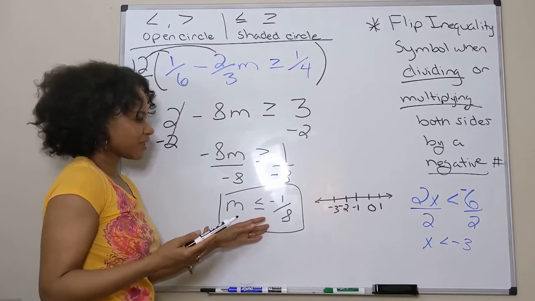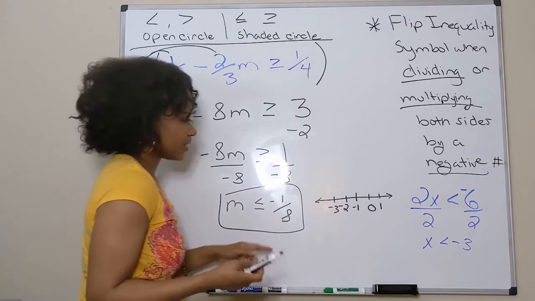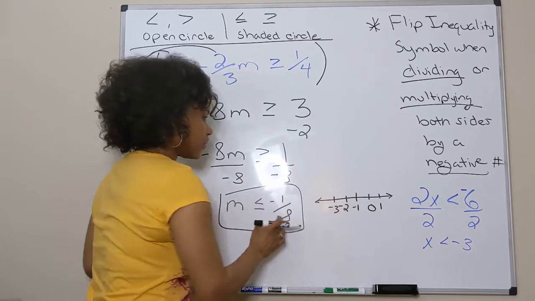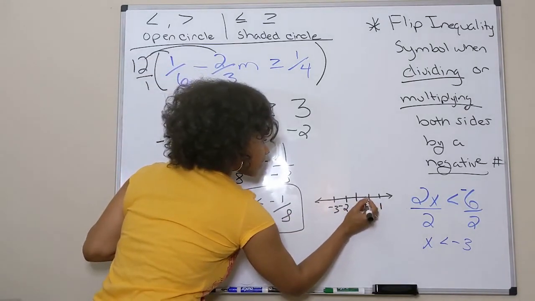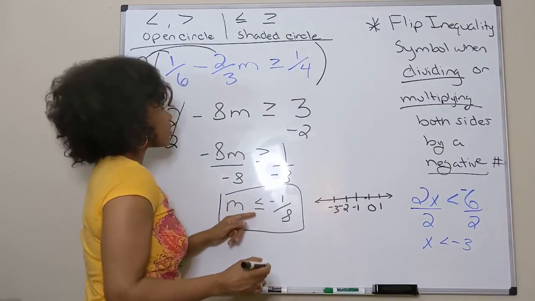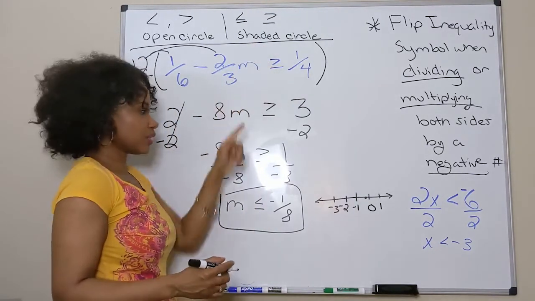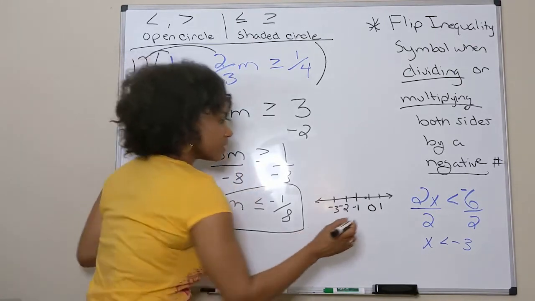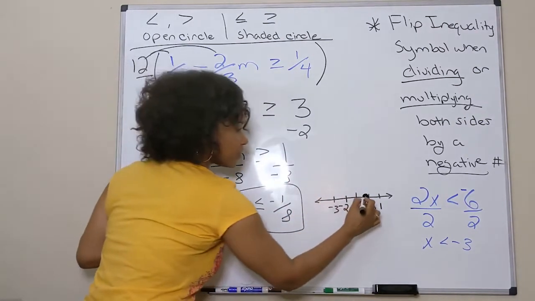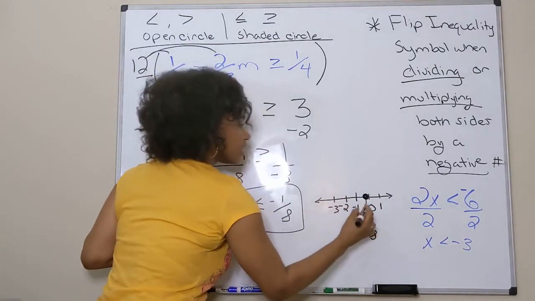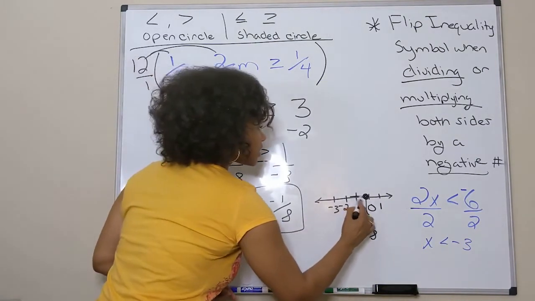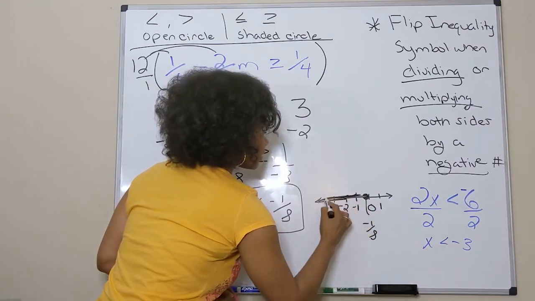And so in order to graph that, negative 1/8 is just in between 0 and negative 1 on the number line. It'll be closer to 0 on the number line, on the left-hand side, because it is negative, and that is going to be a shaded circle because I have that equal to sign underneath. So shaded, and this is just the estimation of where it would be. I'm just going to put negative 1/8 here, and then it says it's less than negative 1/8, so I'm going to just shade to my left.